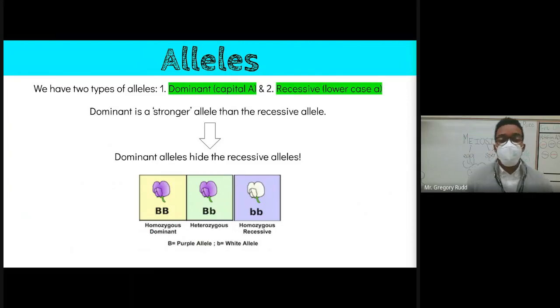In order to have the recessive version of the trait, a person needs to have 2 recessive alleles, and we represent the recessive allele with lowercase letters. The dominant allele is represented by a capital letter. The recessive allele is represented by the lowercase letters.